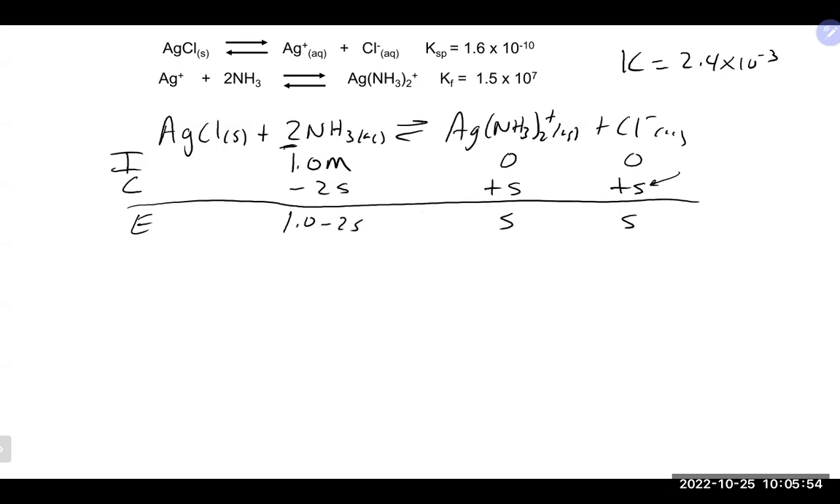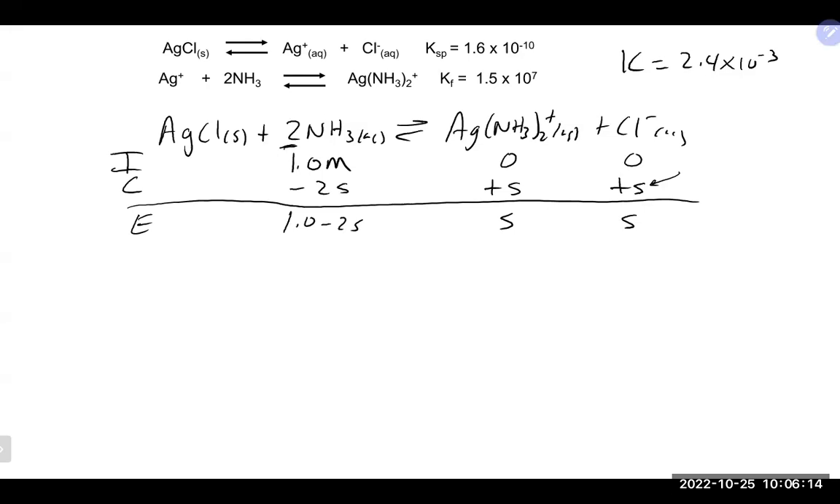Any questions on the ICE table here? I'm not doing anything with the silver chloride, even though technically that is what we're looking for, because we're not going to do anything with it in the calculation part. At this point, we're going to do it just like a normal Ksp problem.